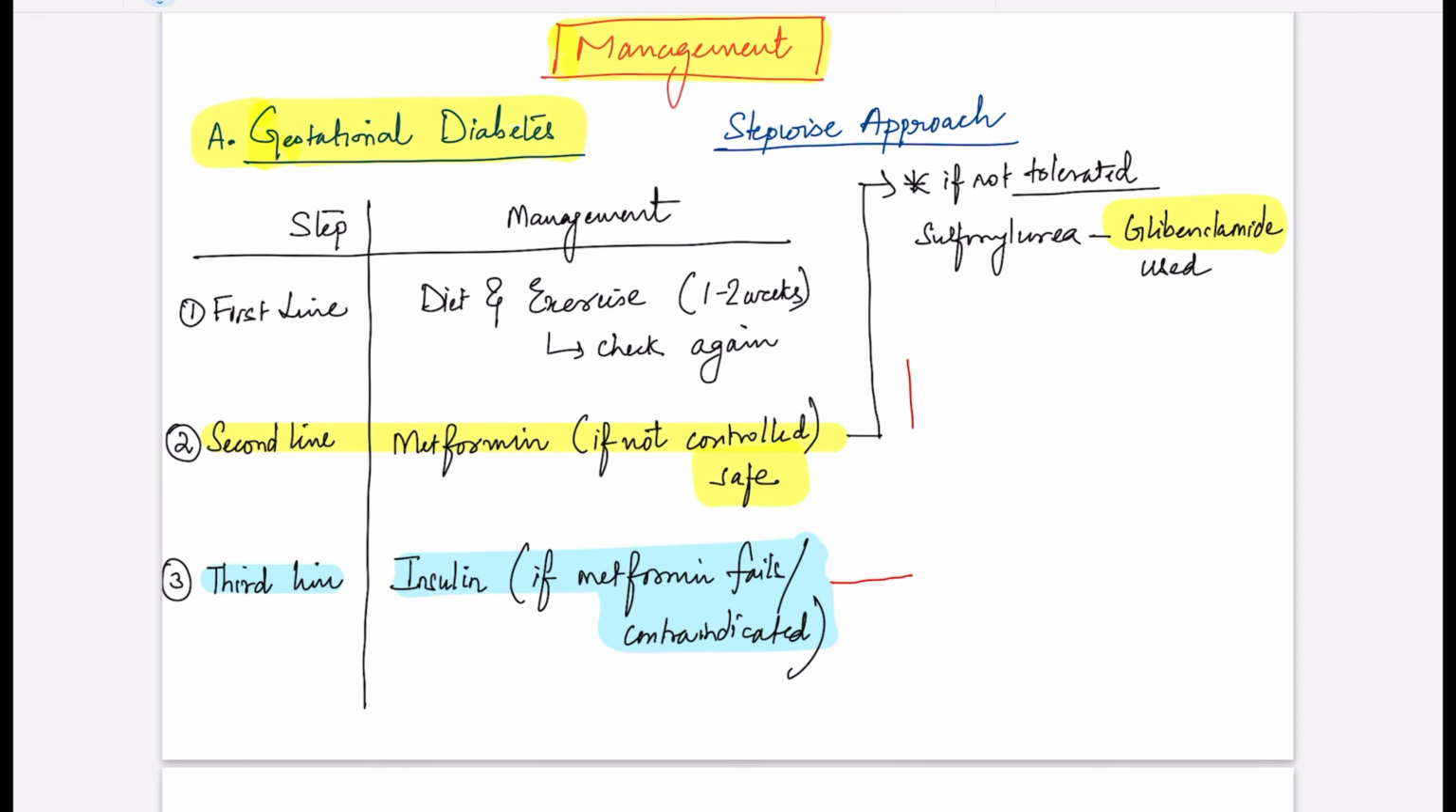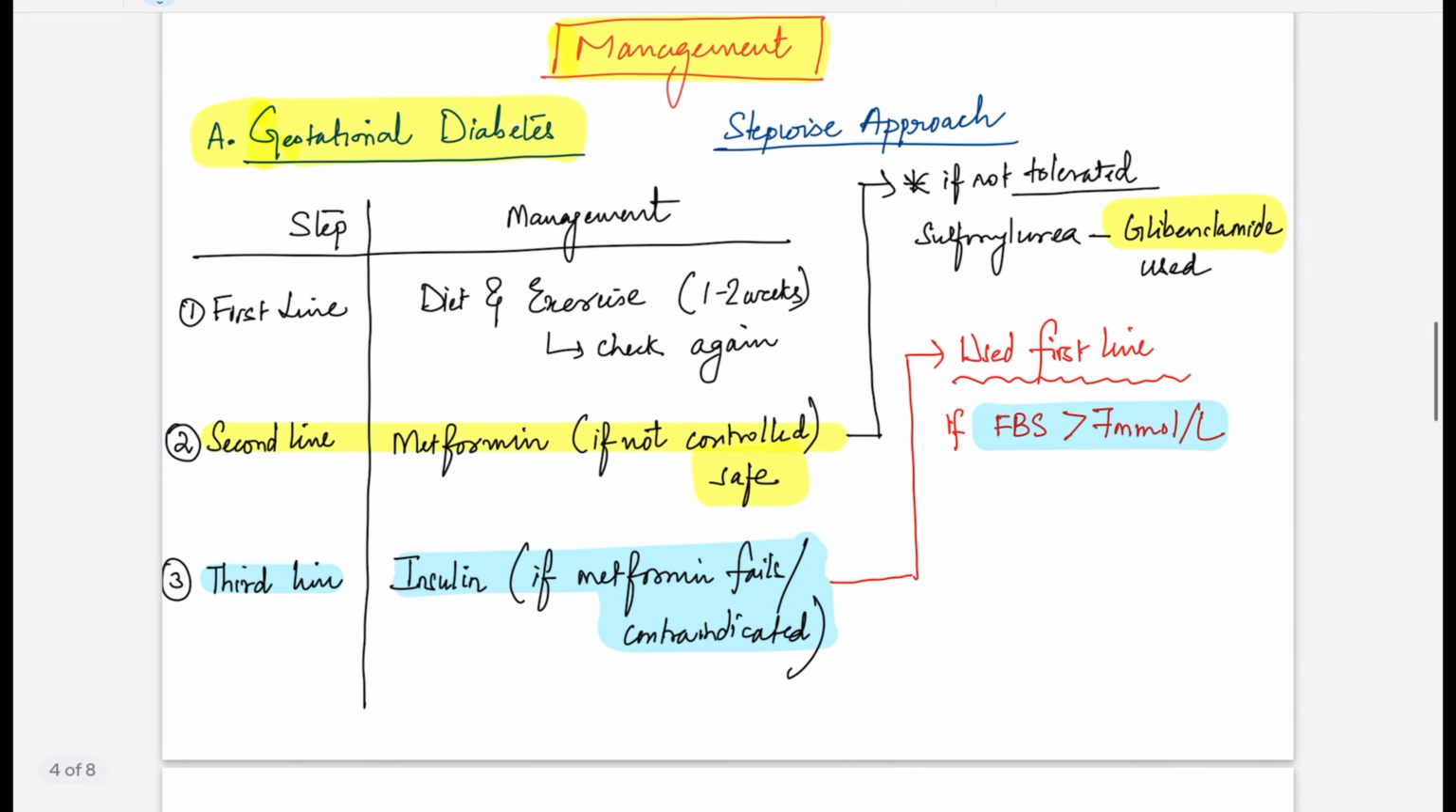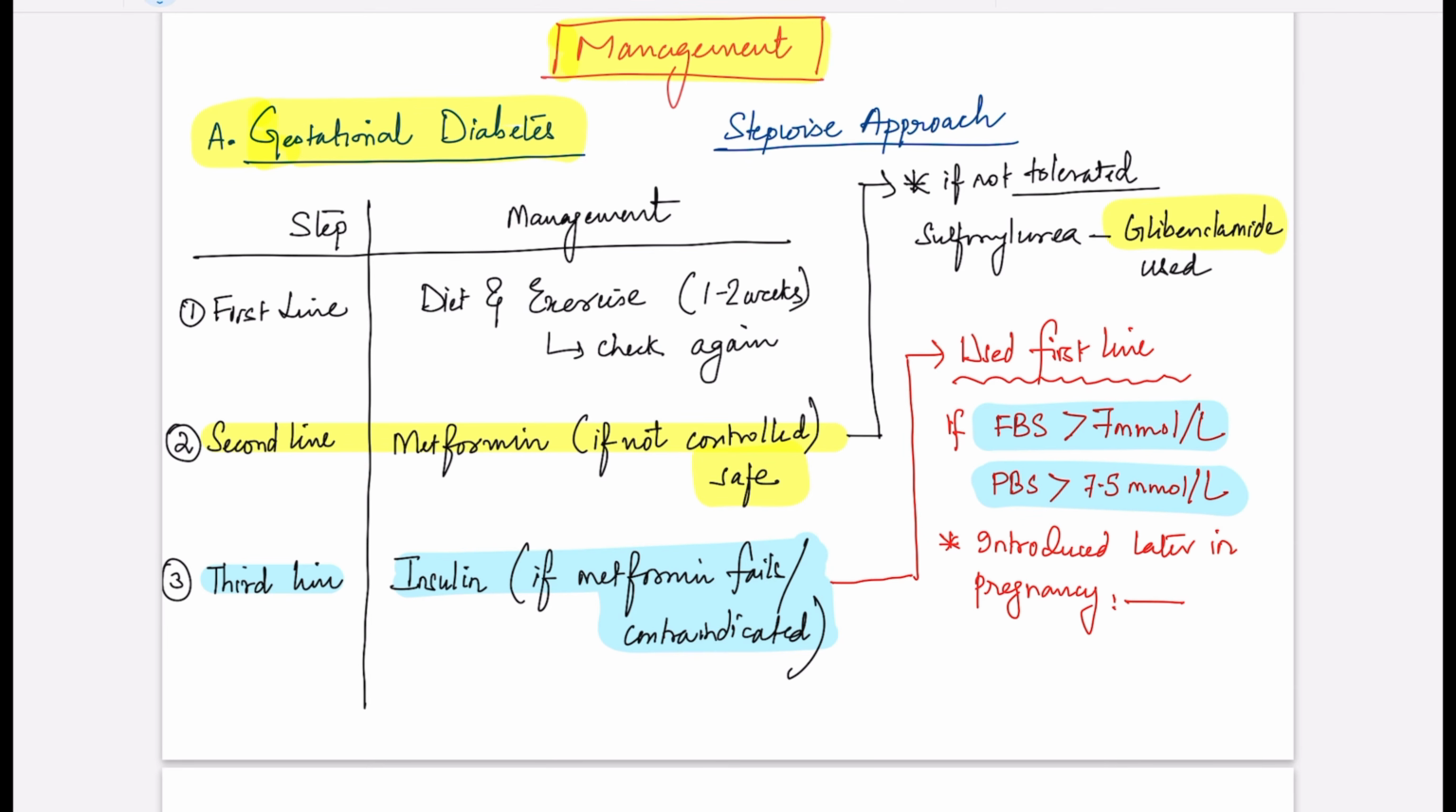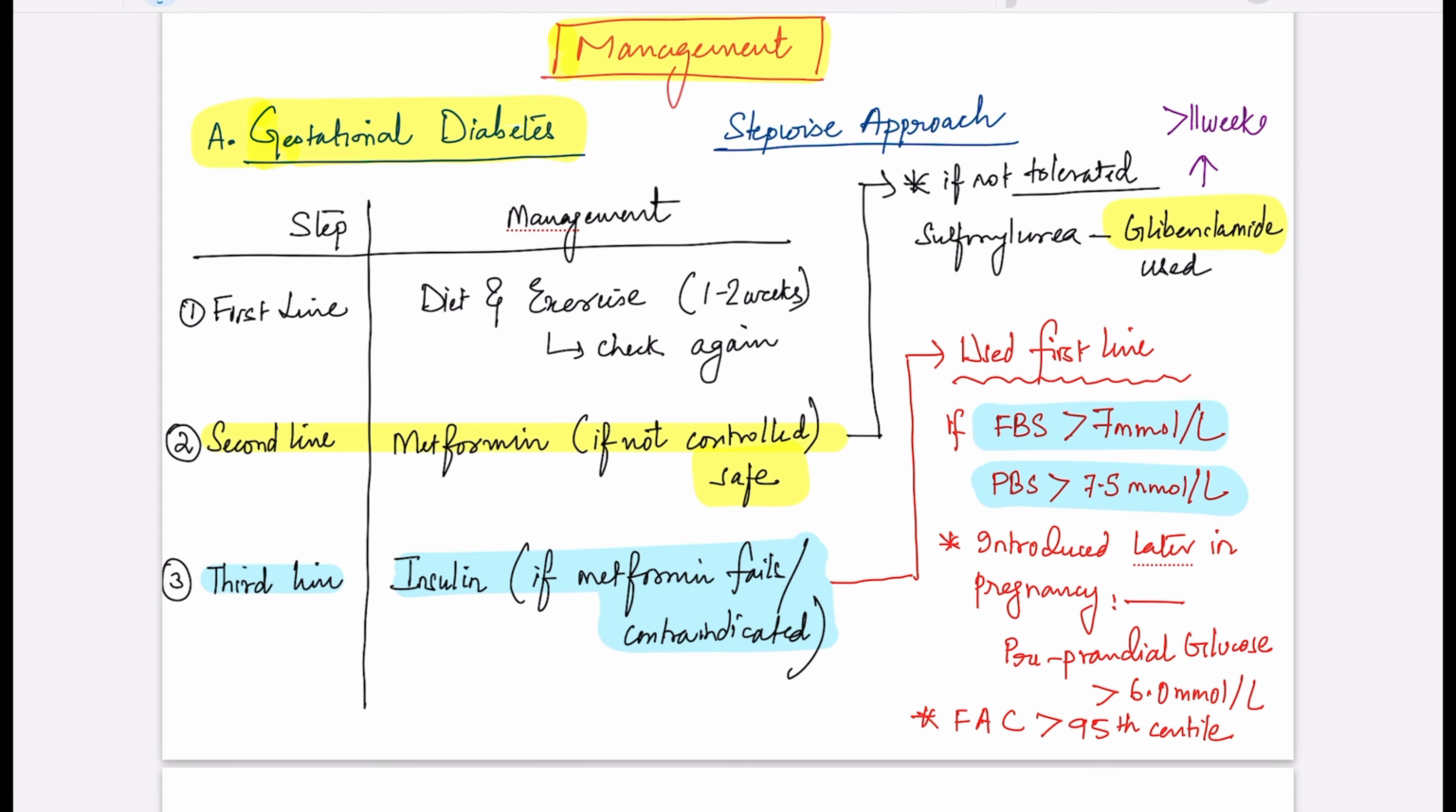You can start insulin at any point of time, even as first line, if the fasting blood sugar is more than 7 millimole per liter. Also, if the postprandial sugar is more than 7.5 millimole per liter, or the patient needs insulin during pregnancy at any point of time with a preprandial glucose more than 6, and if the fetal abdominal circumference is more than 95th centile. Glibenclamide starts after 11 weeks.